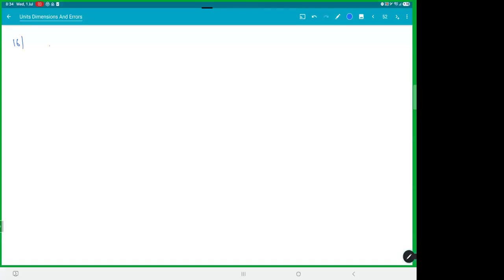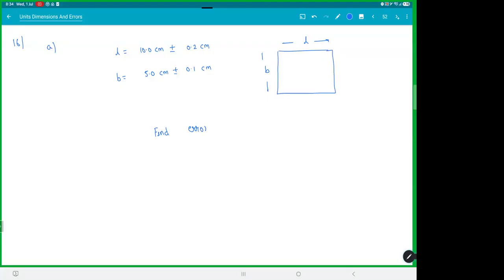So let's say we got a rectangle here. The length is given by 10.0 centimeter plus or minus 0.2. The breadth is 5.0 centimeter plus or minus 0.1 centimeter. Find the error in percentage of area.